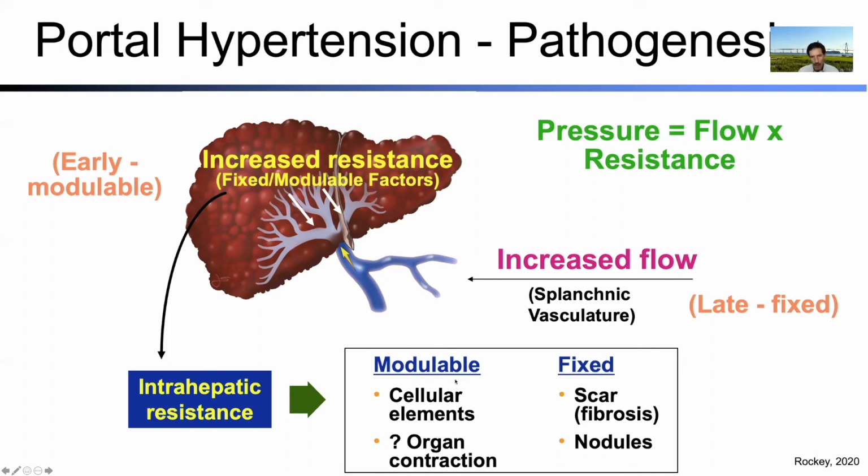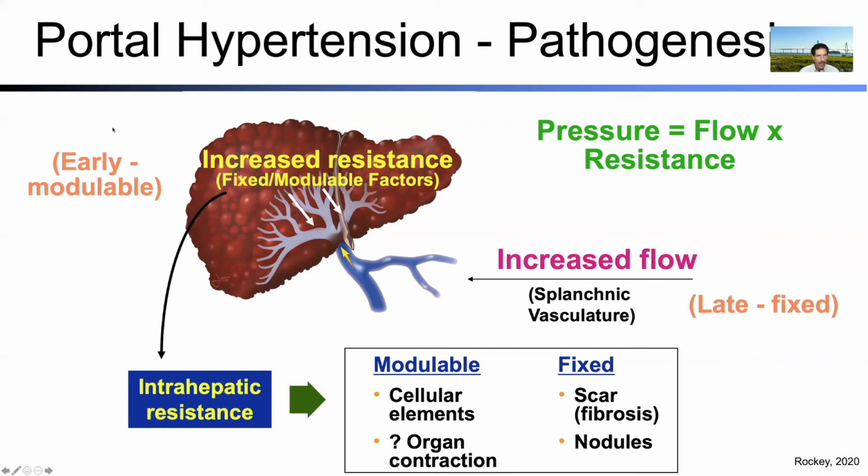The modulable components are the cellular elements, which we're going to talk about shortly. I would also suggest that perhaps at least early in many forms of chronic liver disease, there may actually be dynamic changes in the organ at an organ level that include contraction, and this has been demonstrated by a number of investigators. When we have very late disease, we have extensive scar formation, nodules, and extensive bridging, and at this level, there may not be as much dynamism in the intrahepatic resistance as at earlier levels.